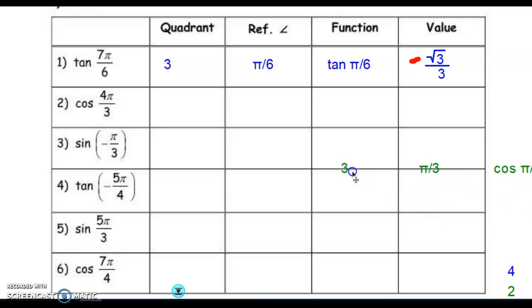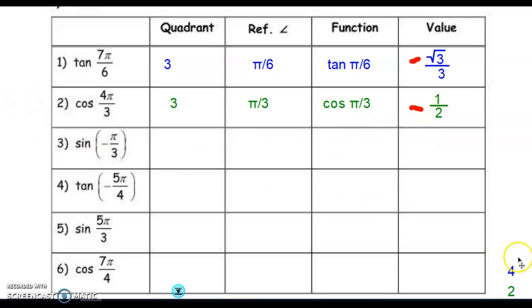Okay, folks, so we have the cosine of 4 pi over 3. That's in the third quadrant, and it's 1 pi over 3 more than pi. So we want the cosine of pi over 3, which happens to be 1/2. Now, because this is in the third quadrant, guess what, folks? We gotta go give a little negative. There you go. So our answer is negative 1/2.